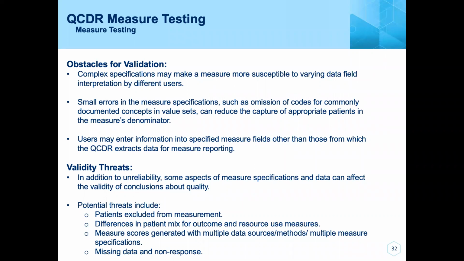for measure reporting. Threats to validity can be, in addition to unreliability, the specifications and data can affect the validity of conclusions about quality. Potential threats include patients excluded from measurement, differences in patient mix for outcome and resource use measures, measure scores generated with multiple data sources, methods, multiple measure specifications, and then missing data and non-response. Next slide, please.